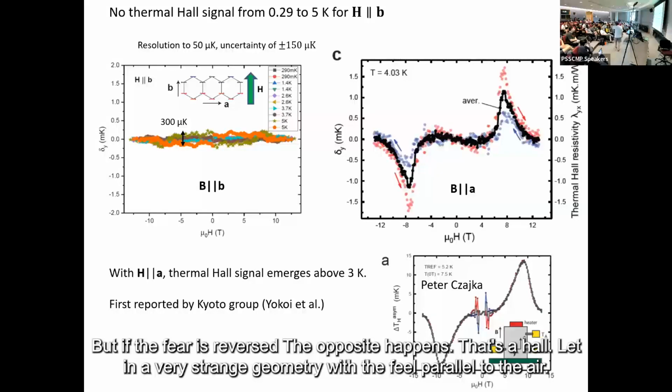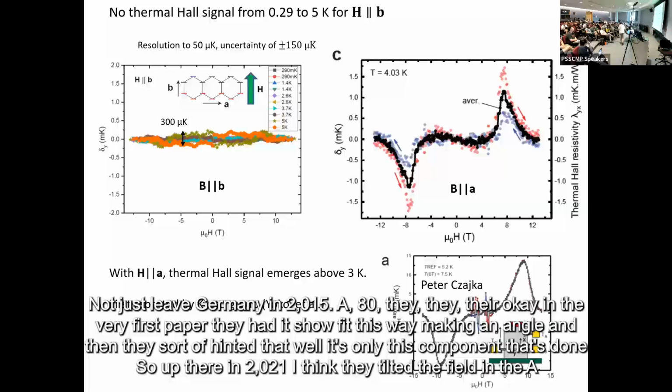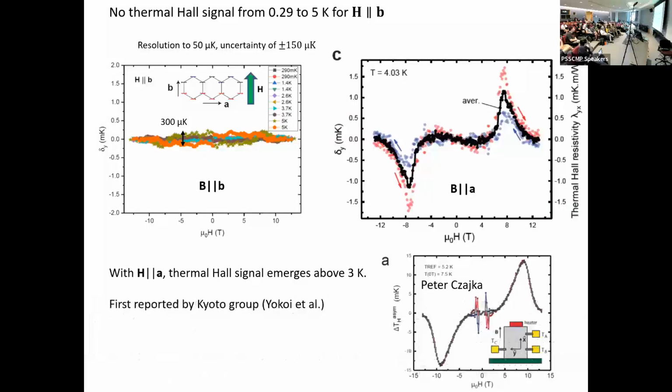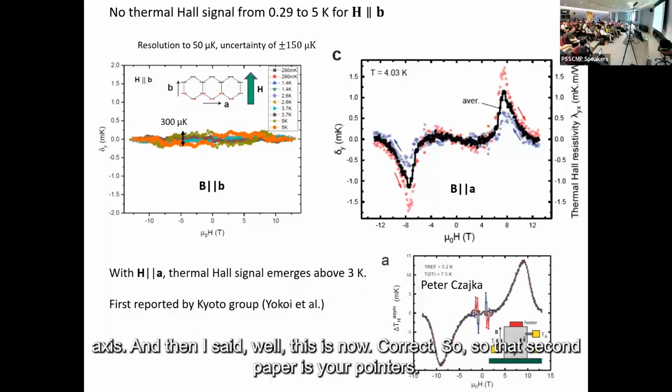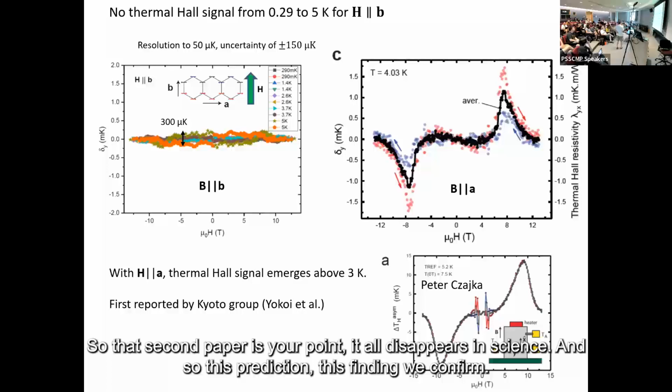So what was the geometry in the 2015 Kyoto paper? In the very first paper, they had it tilted this way, making an angle. And then they sort of hinted that it's only this component that's relevant. Then in 2021, I think, they tilted the field along the a-axis, and they said, this is now the correct direction. And then they see quantization. That second paper is Yokoi et al., which appeared in Science. And this finding we confirmed.